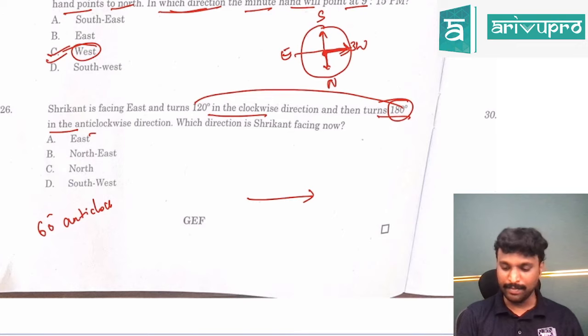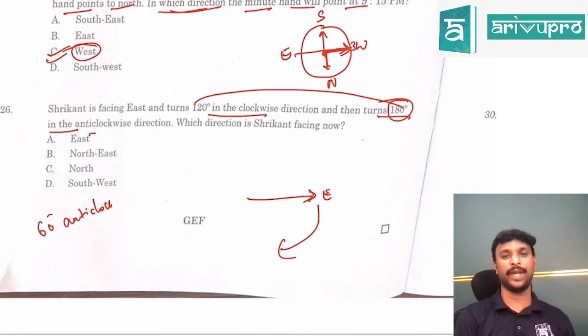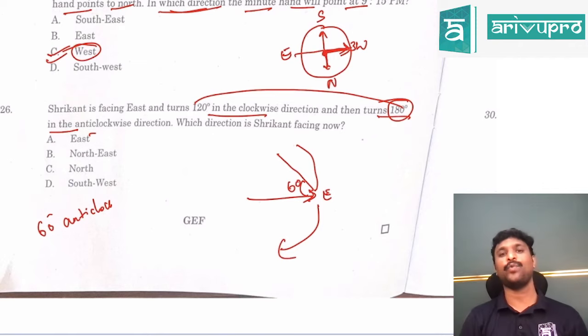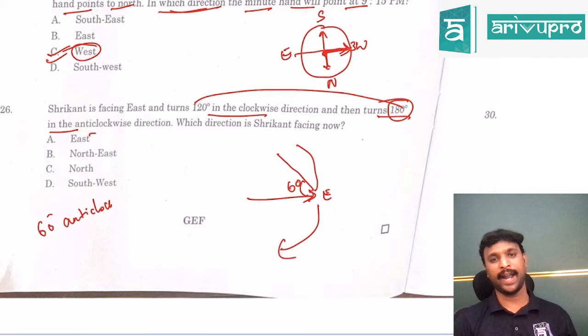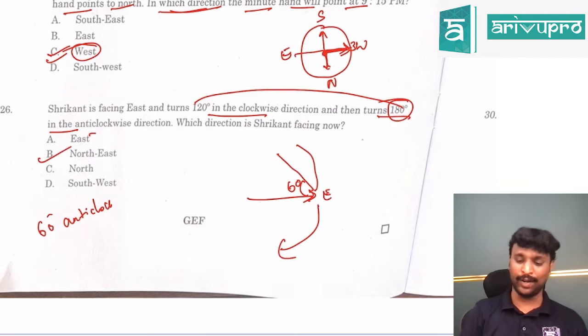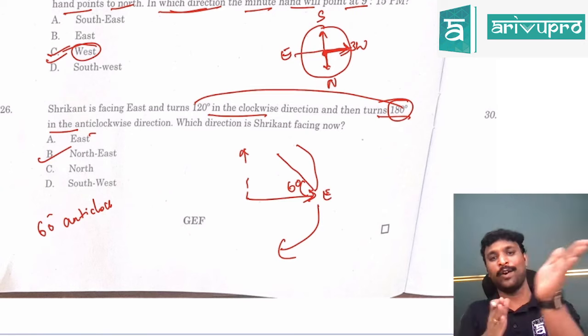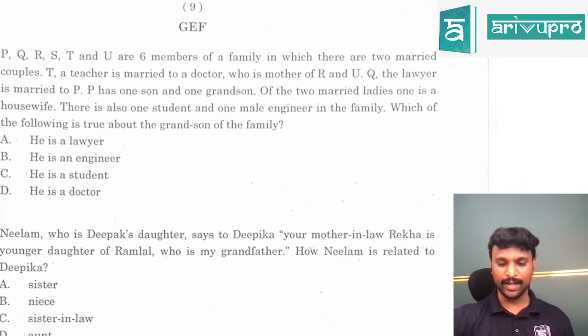From where? From this position, that is east. Clockwise means downwards from east and anti-clockwise means upwards from east. So this is 60-degree. That means he is facing upward and right, that means northeast. Guys, only if he makes 90-degree does he face north. 60-degree is lesser than 90-degree, so it is between north and east only. So option B is the right answer. Guys, look at the next question.